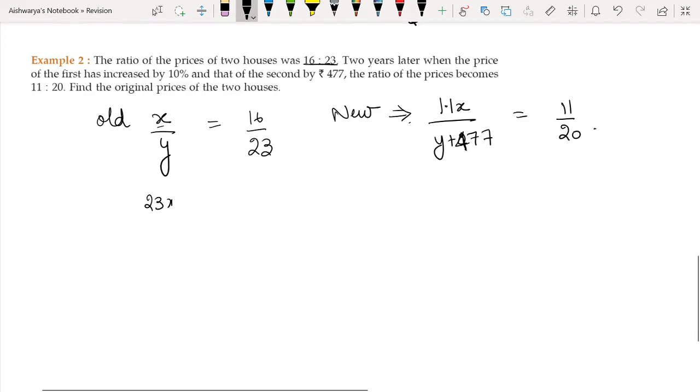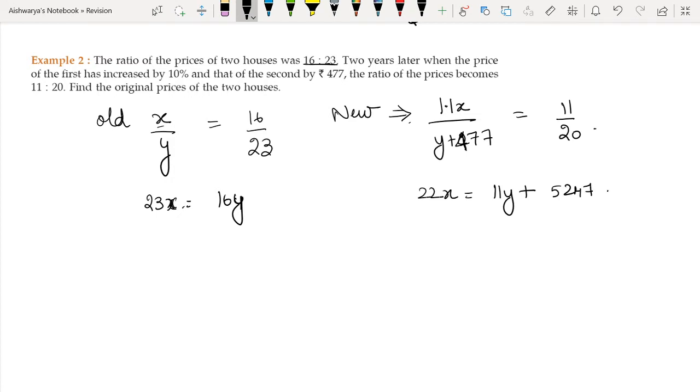So here we know that 23x is equal to 16y. We have this ratio with us, and here we just have to cross multiply. So cross multiply 20 into 1.1, so you will get 22x, that is 11y plus 477 into 11. You will get 5247 on this side. So here you can write 23x minus 16y is equal to 0. Here we will write 22x minus 11y is equal to 5247. Now we can solve the two simultaneously.